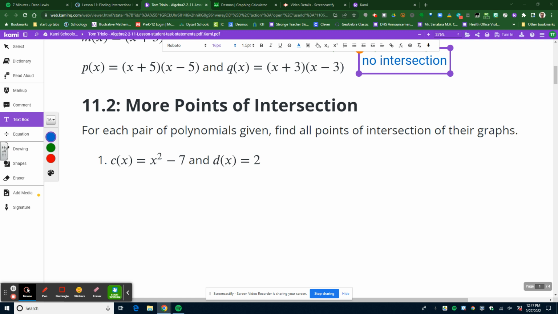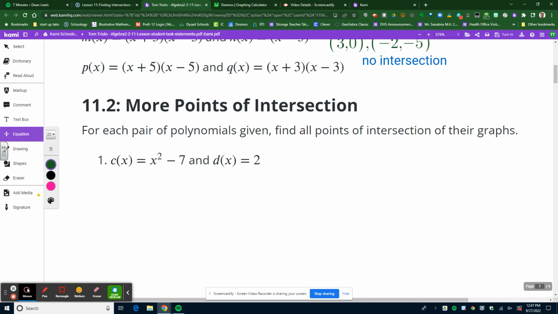When 2 points intersect, we can set them equal to each other. So officially, we are setting C of x equal to D of x, which just means both of my y values are the same. This one we'll do algebraically. Most of the rest of them we're going to do graphically. Equals 2.